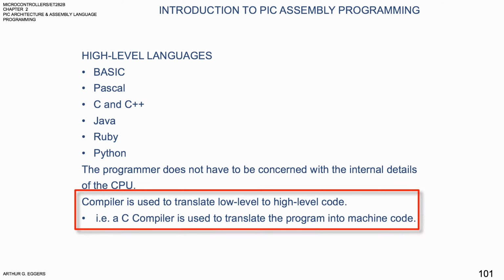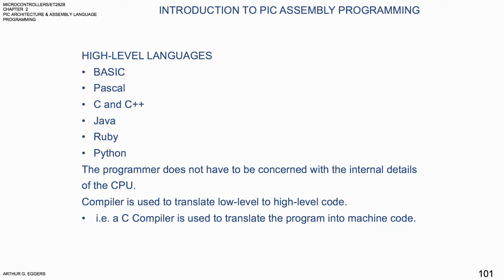High-level languages are translated into machine code by a program called a compiler. For instance, to write a program in C, one must use a C compiler to translate the program into machine language. Next, we look at a PIC assembly language format.